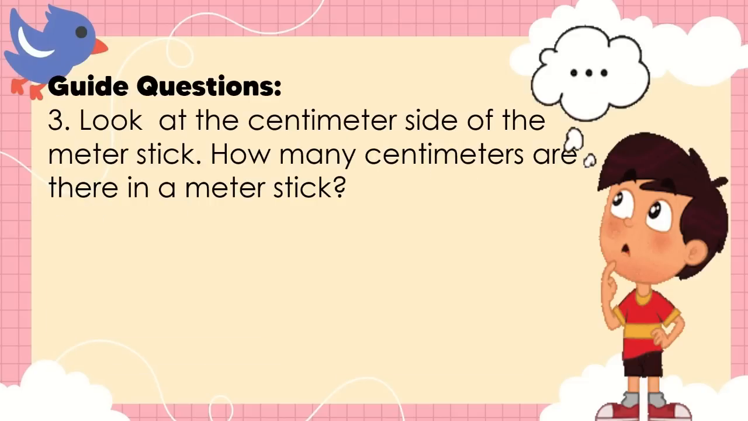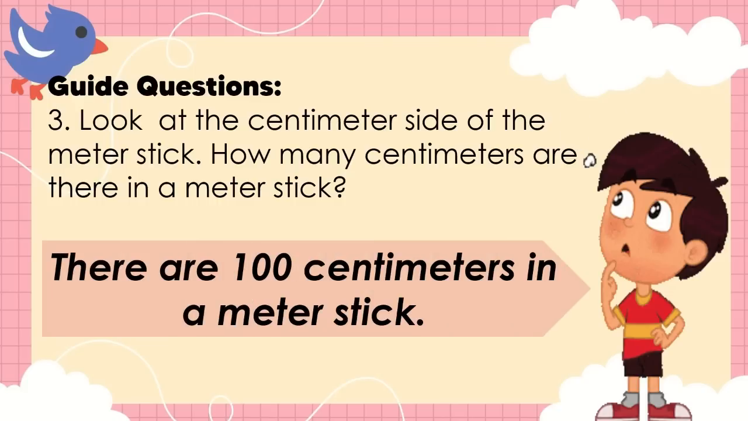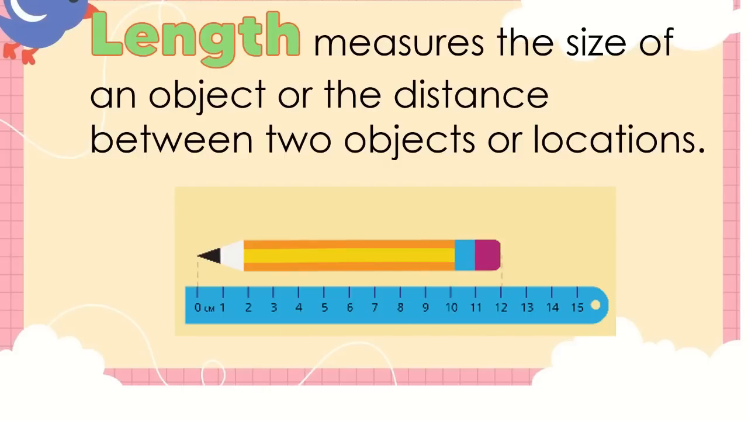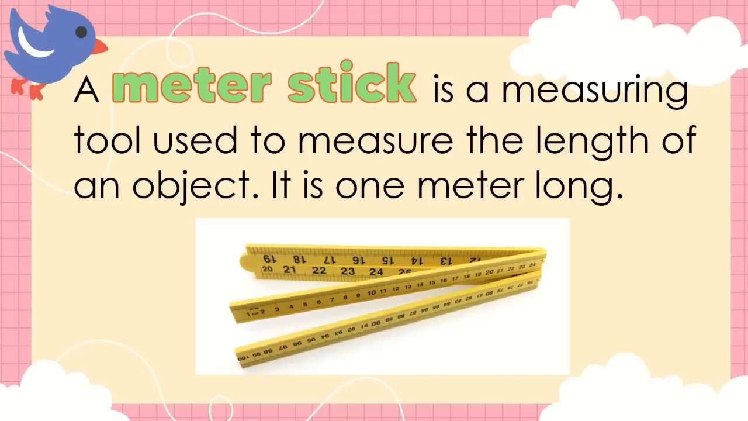Look at the centimeter side of the meter stick. How many centimeters are there in a meter stick? Exactly, there are 100 centimeters in a meter stick. Let's define these terms. First, length. Length measures the size of an object or the distance between two objects or locations. A meter stick is a measuring tool used to measure the length of an object. It is 1 meter long.